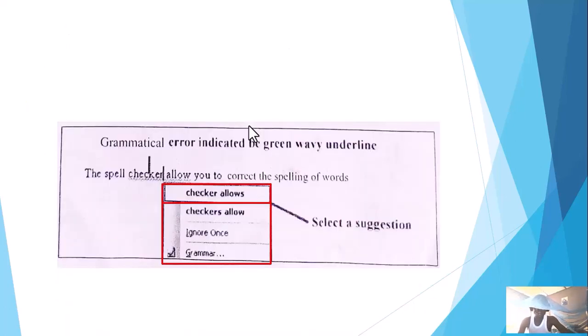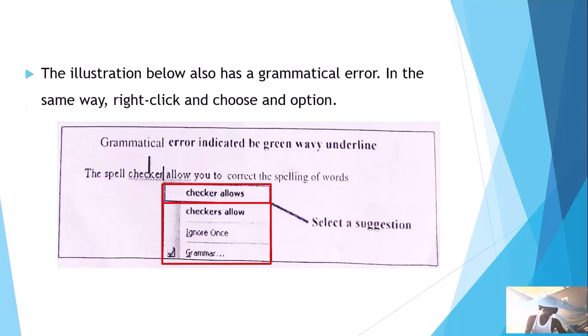And this is for checking grammatical error. The spell checker allows you to correct spelling of words, but we wrote the spell checker allow, and the machine realized that the English we are speaking is wrong, so it gave us a list of options to choose from. The illustration below has a grammatical error. In the same way, right click and choose from the options.